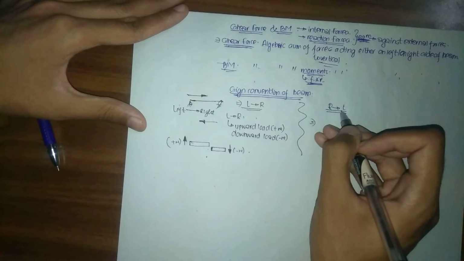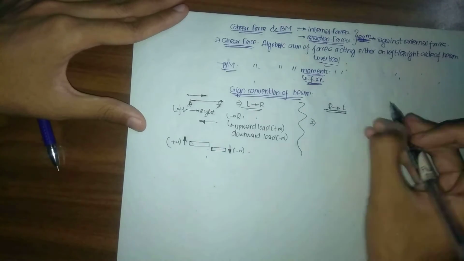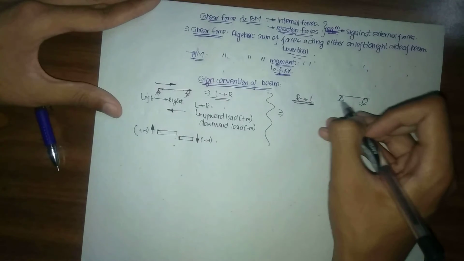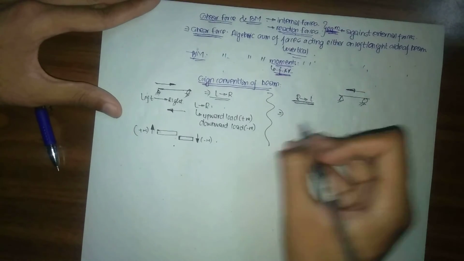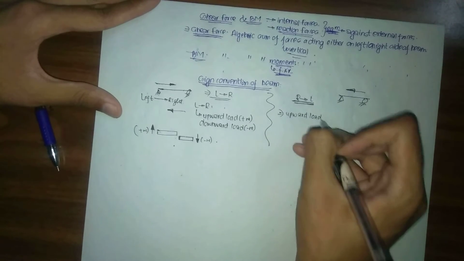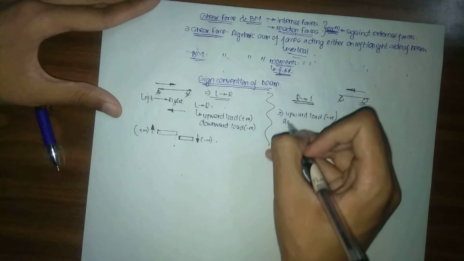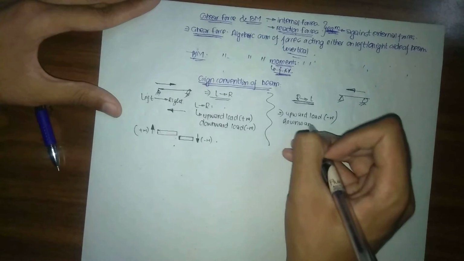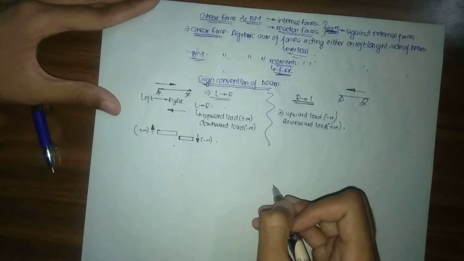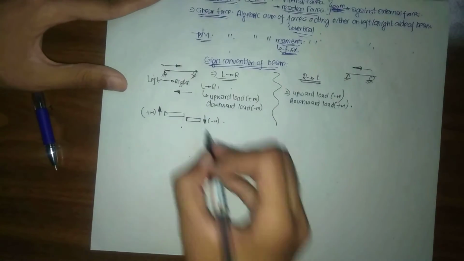Vice versa, while moving from right to left, if you are moving in this direction, it is exactly opposite. Upward load is taken as negative, whereas downward load is taken as positive. This is the same for the shear force as well.